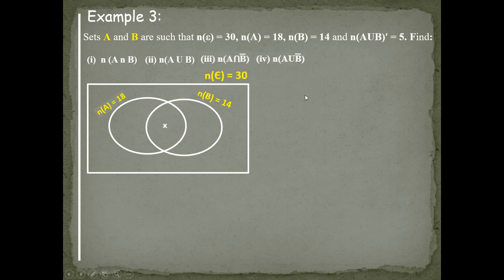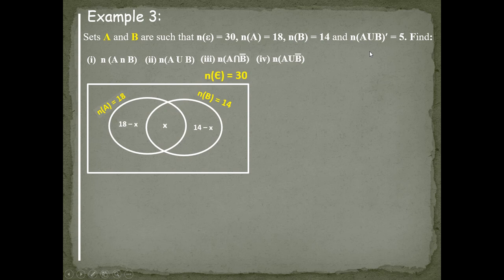So we can take the intersection to be x. Since this one is x and we have the order of this as 18, it is an indicator that this part here, the A only, will be 18 minus x. In the same way, if this is 14 and this part is x, then it means that this part will be 14 minus x.